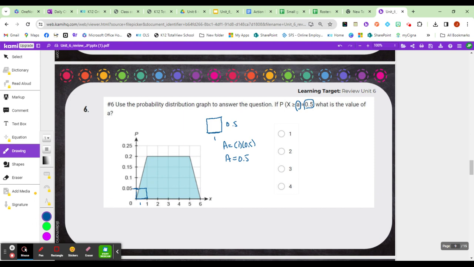So on this one, I got, and let me read this again. It's X is greater than or equal to A. So that means the area would have to be greater than or equal to 0.5. So would that happen? Would it happen where we're greater than or equal to 1, greater than or equal to 2, greater than or equal to 3, greater than or equal to 4?